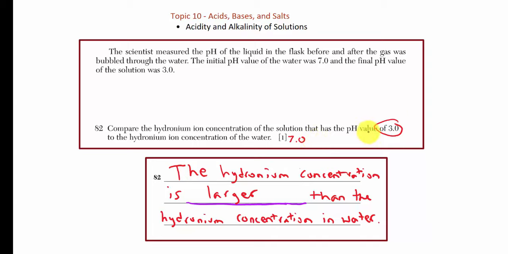If they had asked us to be more quantitative about this, remember that each time that pH changes by 1 point, the concentration of hydronium ions changes by a factor of 10. So the pH of 3 actually has 10 to the 4th power times more hydronium ions than the pH of 7 does.